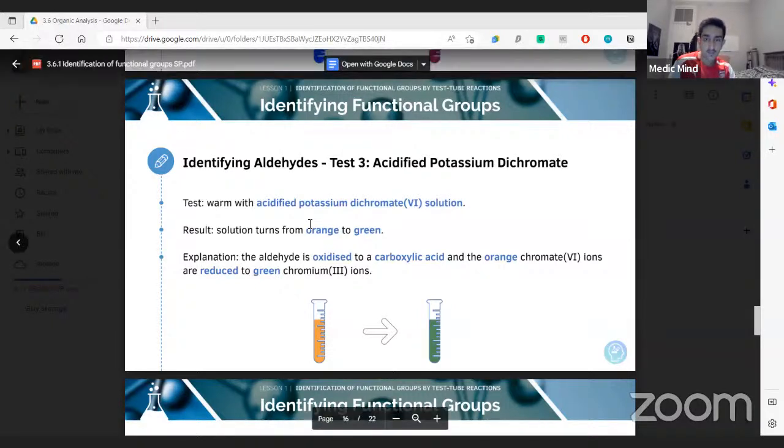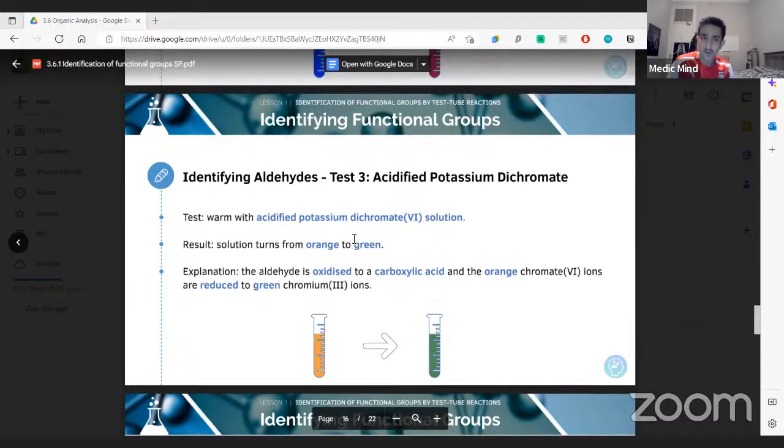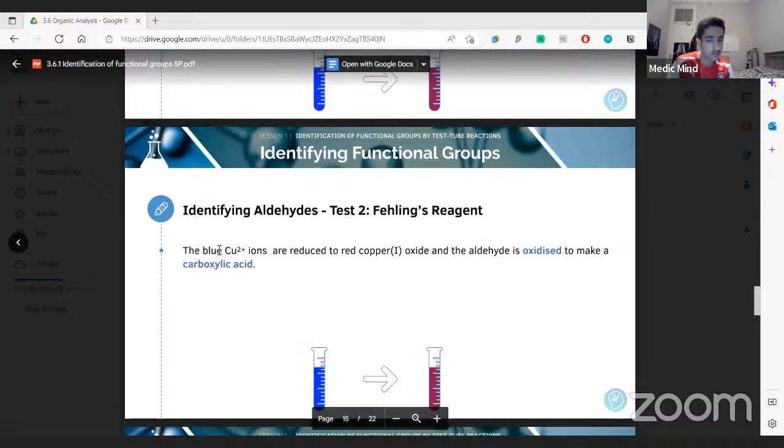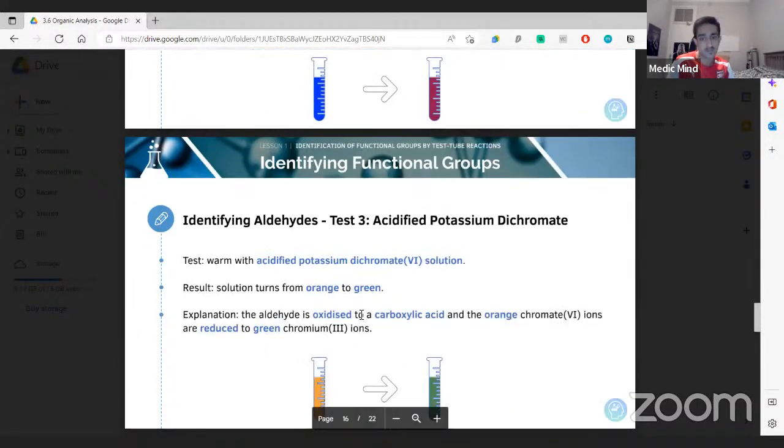For Fehling's, is it copper 3+ to copper 2+, so it's a reduction? Yes. So copper 3 plus goes to copper 2 plus. No, copper 2 plus goes to copper 1 plus, or Cu plus. Yeah. Not copper 3 to copper 2.